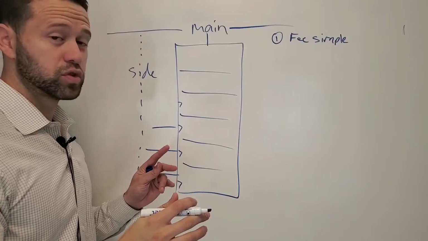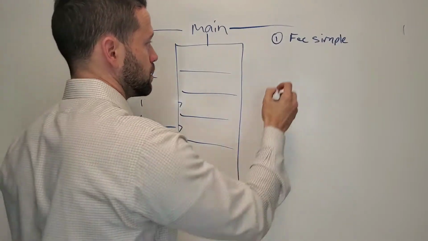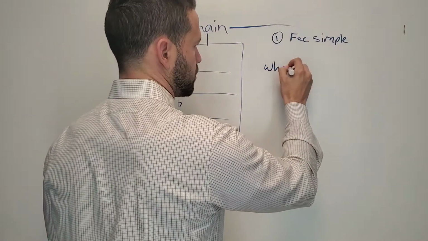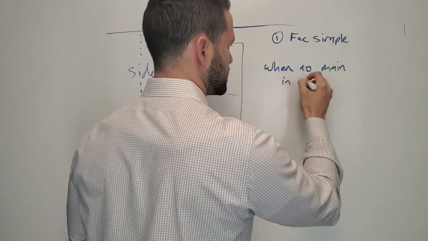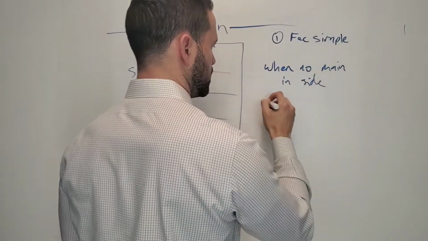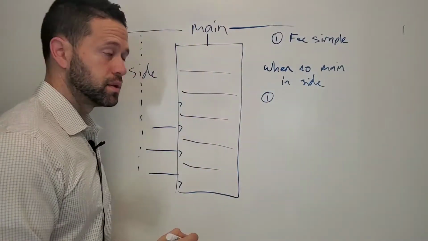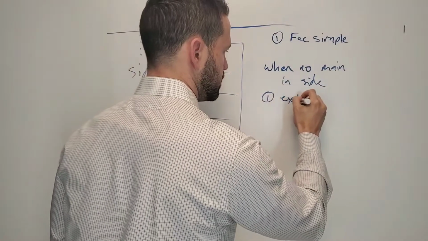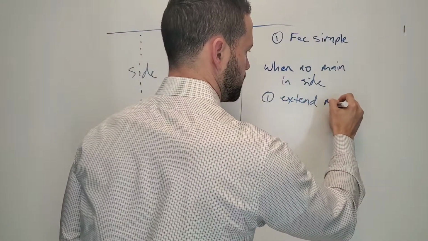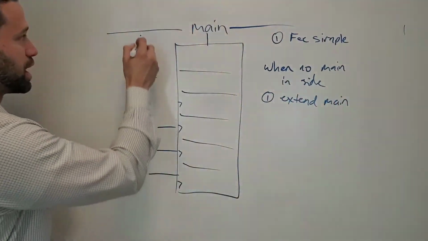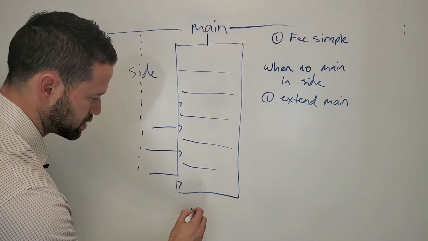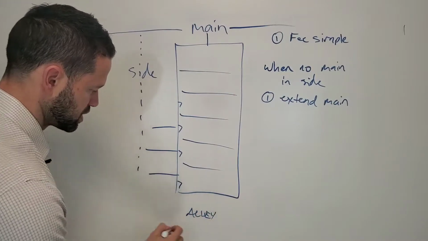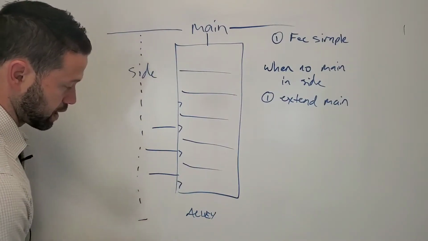You have two options, okay? Let me write this down real quick. When there's no main inside, then you have two options. The first option, extend the main. That means you're actually building the water main and you're going to have to go all the way to the alley. I think it's to the other side of the alley, okay?